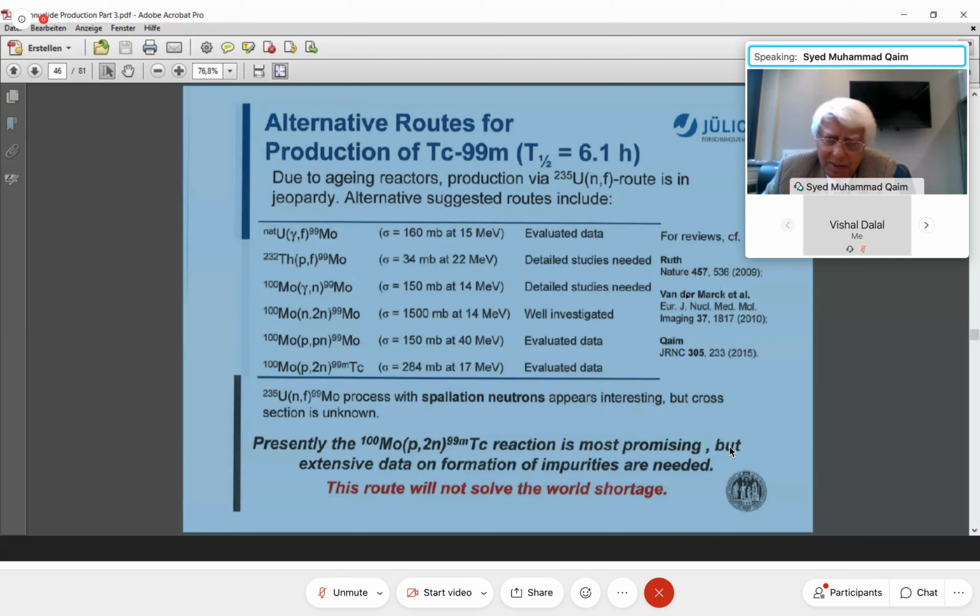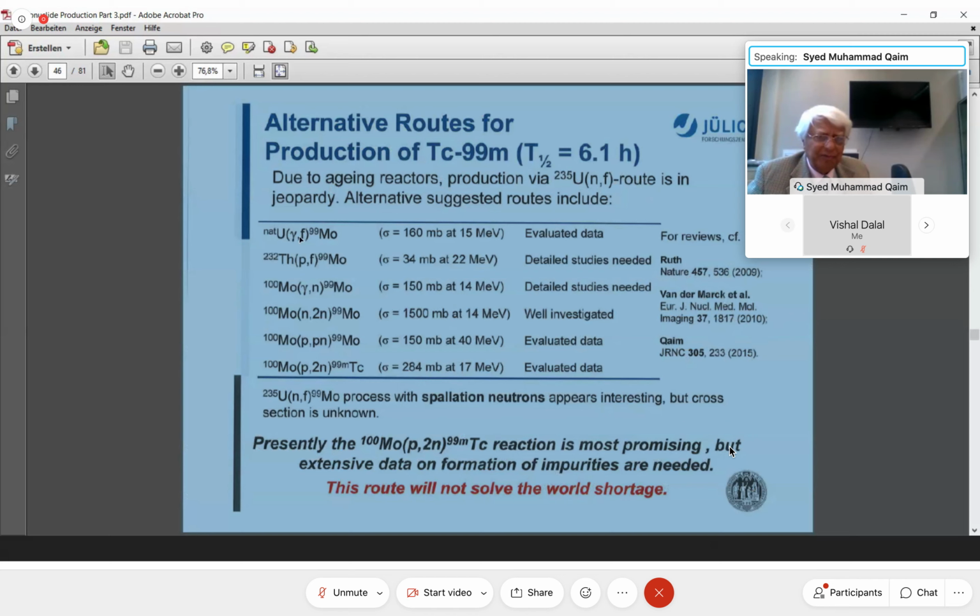An analysis was done by Mark et al., in the European Journal of Nuclear Medicine. It's a group in the Netherlands. They are also producing a lot of molybdenum-99, so they also analyzed the situation. And then we in Jülich also analyzed theoretically and experimentally to see what reactions could be used. Okay, these are the 6 reactions.